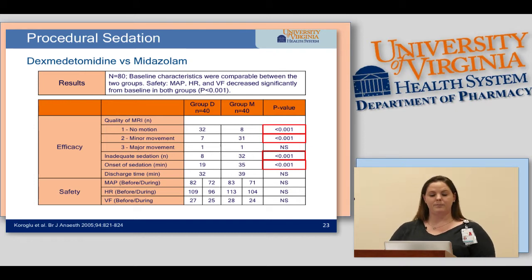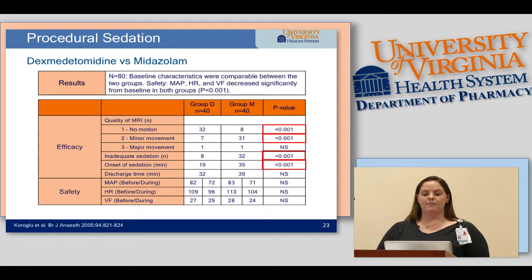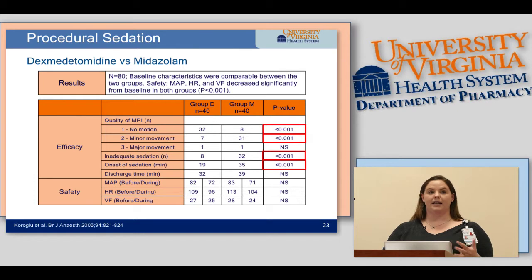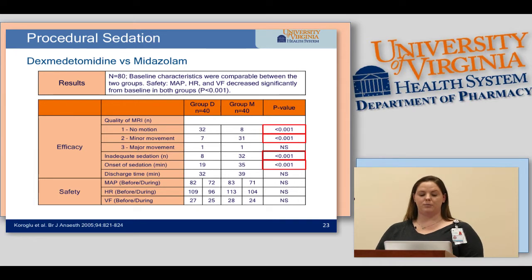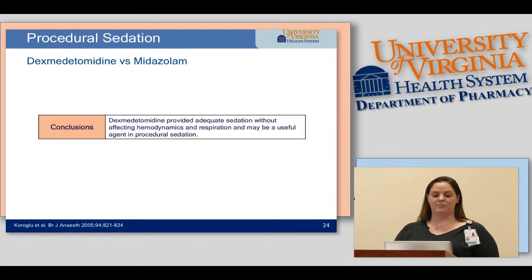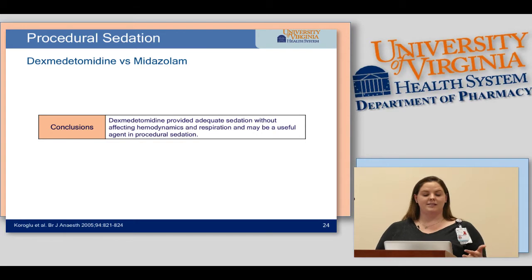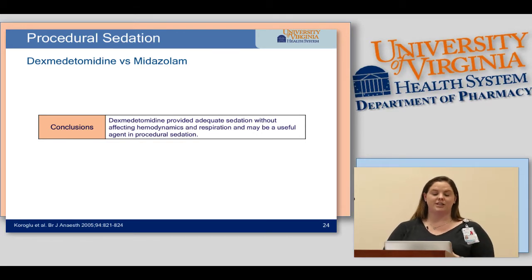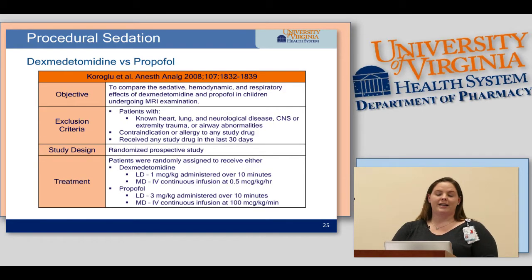the dexmedetomidine group. For the safety parameters, MAP, heart rate, and ventilatory frequency decreased significantly from baseline in both groups when compared to themselves. But when comparing the dexmedetomidine to the midazolam group, there was not a statistically significant difference between the two groups. So what does this mean for dexmedetomidine when compared with midazolam? It provided adequate sedation without affecting hemodynamics and respiration and may provide a useful agent in procedural sedation in the pediatric population. The next agent we'll look at is propofol.